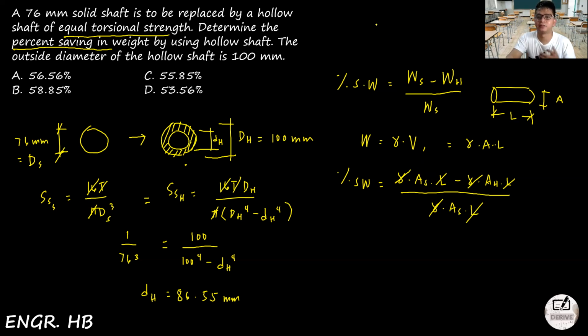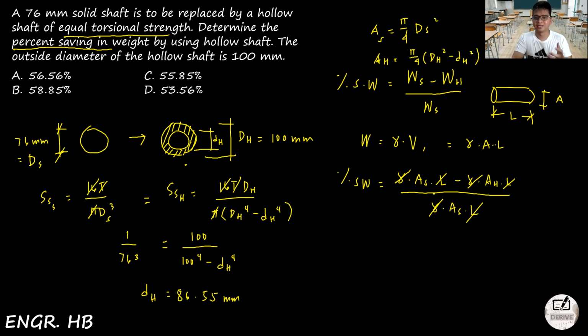And we all know that the formula for the area of both material is equal to pi over 4. May involved na pi over 4. So, kung si solid, pi over 4 ds squared. Binubura ko lang magkakadikit. And we all know that the hollow is, relax lang, wag magmadali magsulat. So we all know that area for the hollow is pi over 4 dh squared minus dh squared na maliit.